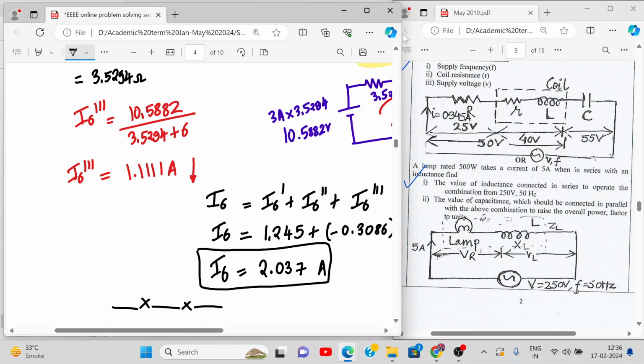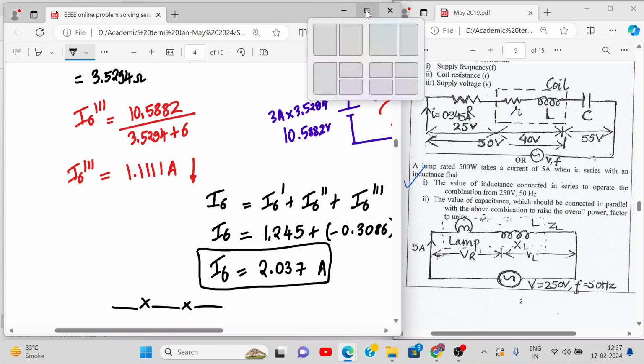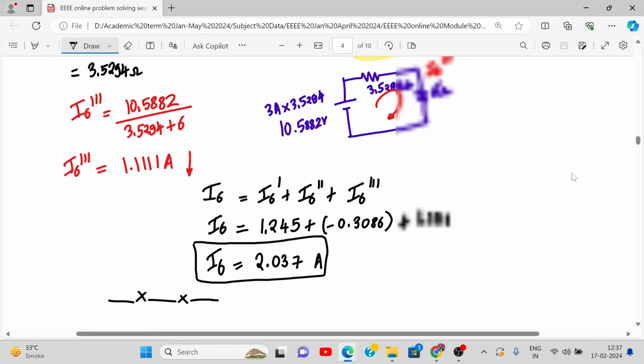Okay, if you have any queries you can ask. So this is the answer we get by the superposition technique, and we have taken around 22 minutes to solve this. For superposition we took around 22 minutes for 10 marks. Okay, so let me stop the recording.